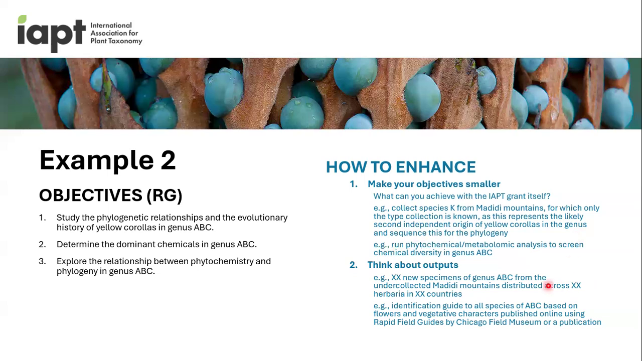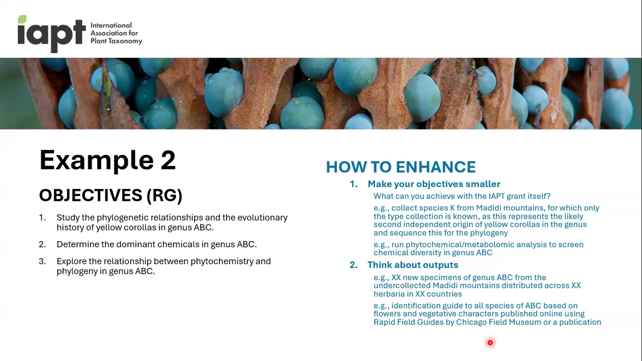Fantastic. Or the objective is to run phytochemical metabolomic analysis to screen chemical diversity in genus ABC. And here's a trick, you can say, to publish on the evolution of terpenoid saponins, I'm making this up now, in plants. So you're already giving even a hint of the output, right?